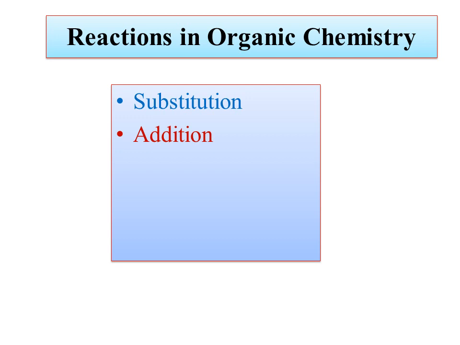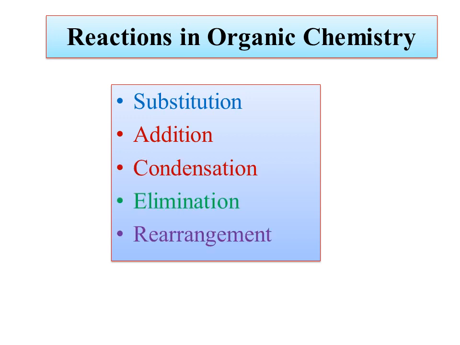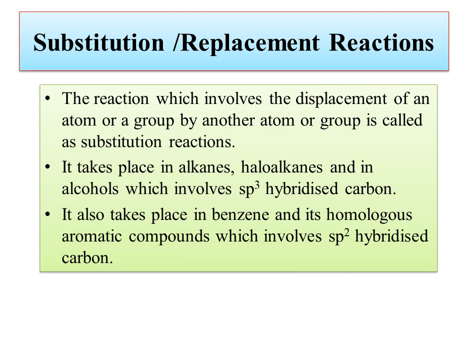Reactions in organic chemistry: substitution reaction, addition reaction, condensation reaction, elimination reaction, rearrangement reaction. These are the different types of reaction we come across in organic chemistry. First one is substitution, also called replacement. As the name indicates, it's a replacement of one group by another. That type of reaction we are going to call a substitution or replacement reaction.